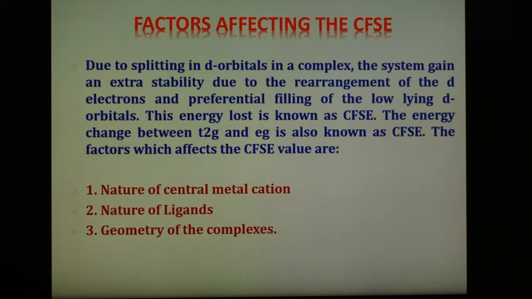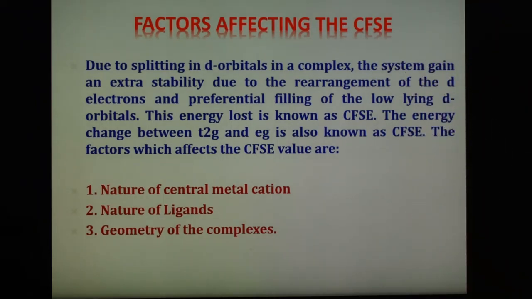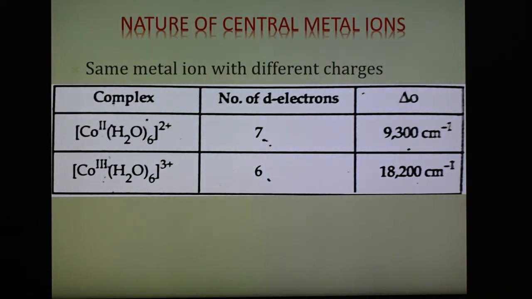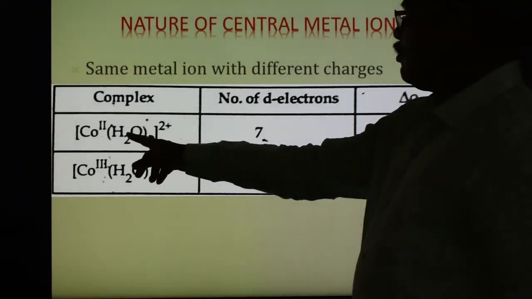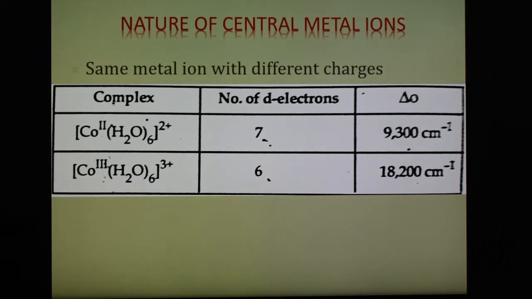Now the next topic is the factors which affect the value of CFSE. CFSE means crystal field stabilization energy. There are three factors which affect the value of CFSE: nature of the metal ion, nature of the ligand, and geometry of the complex. The first one is the nature of the metal ion, and there are different cases. First is the nature of the central metal ion, with metal ions of different charges. In this example, two metal complexes are there. The complexes are the same, but one cobalt has a 2+ charge and the other cobalt has a 3+ charge.